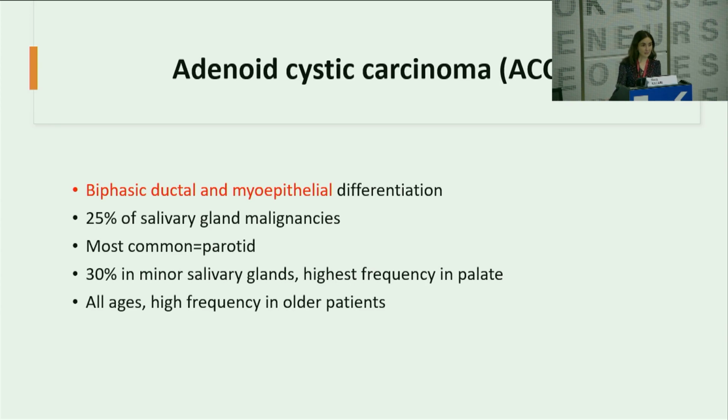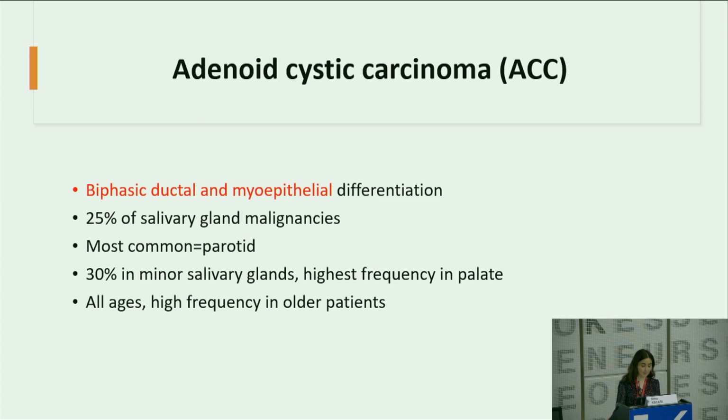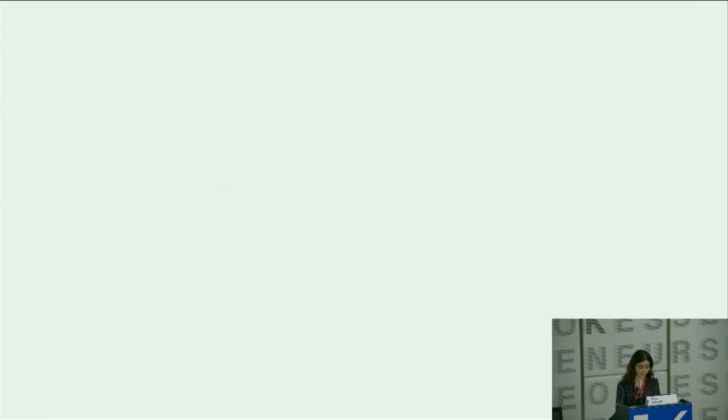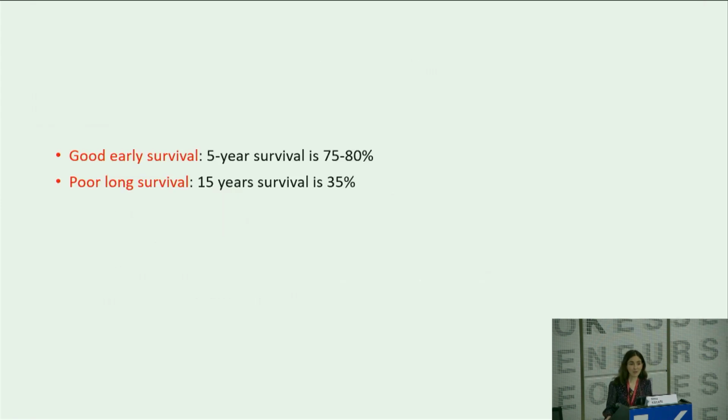Adenoid cystic carcinoma is a biphasic tumor composed of ductal and myoepithelial cells. It represents around 25% of all salivary gland malignancies and most commonly occurs in the parotid gland, but around 30% occur in the minor salivary glands. It's important to understand the biology of adenoid cystic carcinoma. Although the tumor is slow, it is steady and progresses slowly, but it is persistent. And while the 5-year survival is good, the long-term 15-year survival is poor.